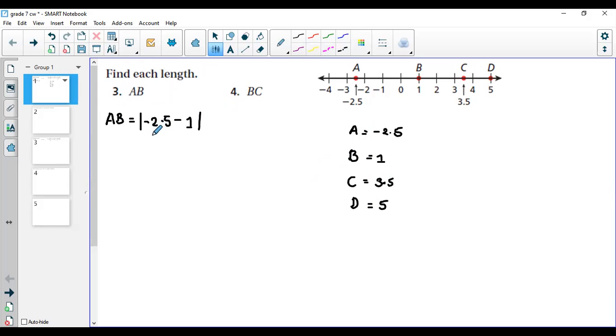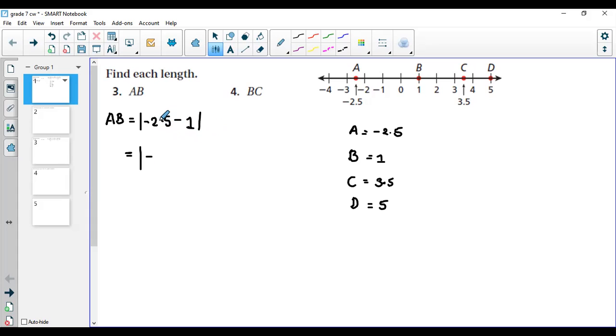So now you're going to solve this. You have two negative numbers. What's the algebraic rule if you have two negative numbers? You will add the two numbers, but you keep the negative sign. So keep the negative sign. 2.5 plus 1.